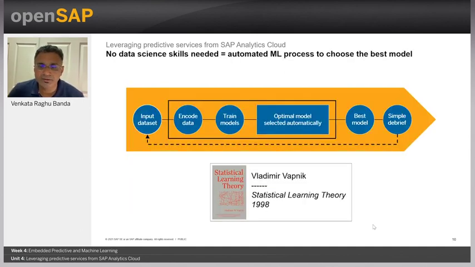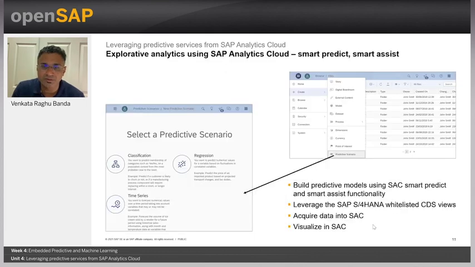So bottom line, what we are trying to do is achieve an automated ML process and choose the best possible model with no data science skills needed. So this is as simple as it seems for the end user. For the business user who doesn't have the data science knowledge, this tool of SAP Analytics Cloud with augmented analytics provides you all the needed details. And this was based on the statistical learning theory by Vladimir Vapnik, based out of his research and theory. So that is what we see here.